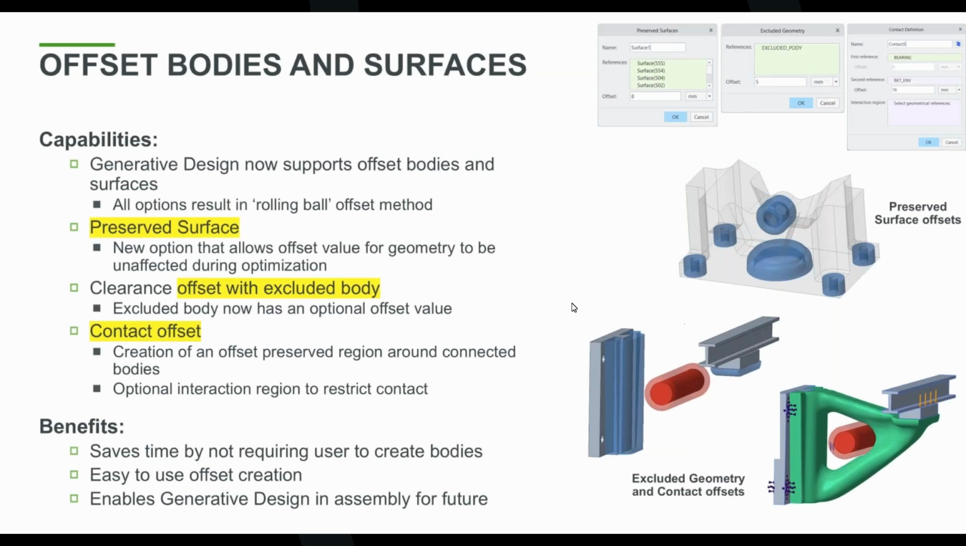All right, offset bodies and surfaces. This one I really like. Generative design now supports offset bodies and surfaces. All options result in rolling ball methods, and that's why they say it almost can't fail, but that's within reason. So you've got your preserved surface. I'll show you a short video on this, but you can select this, you just select the surface and it'll offset it, and then you've already got your excluded body. Okay.